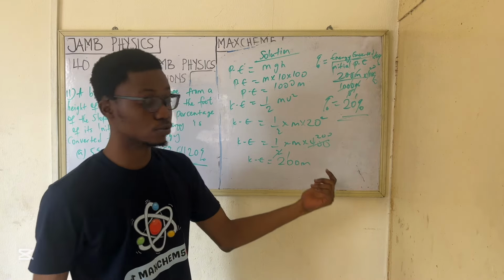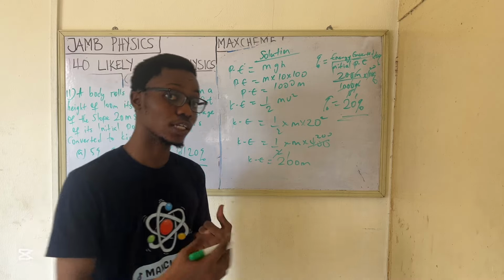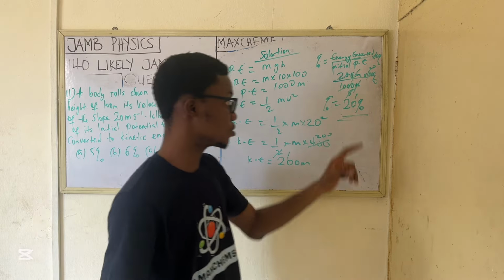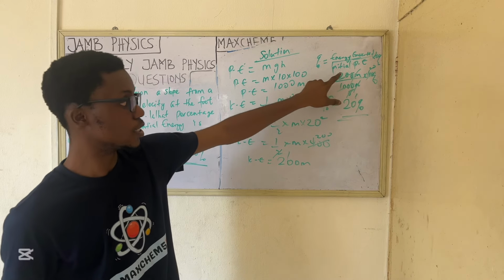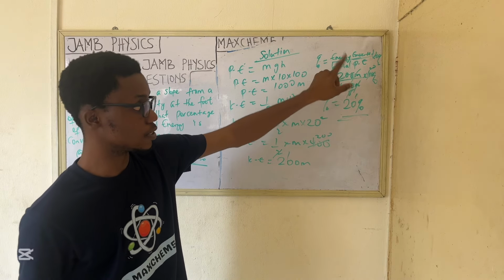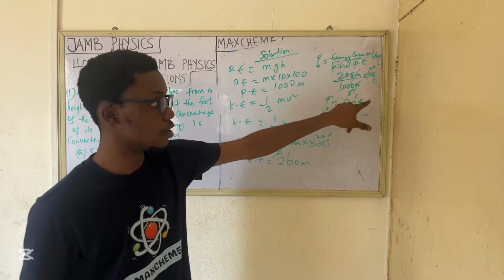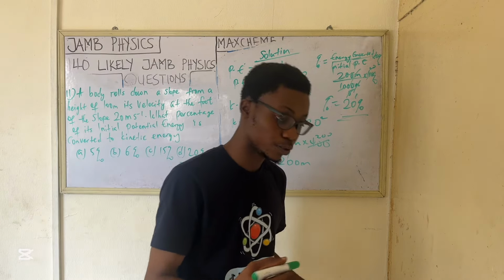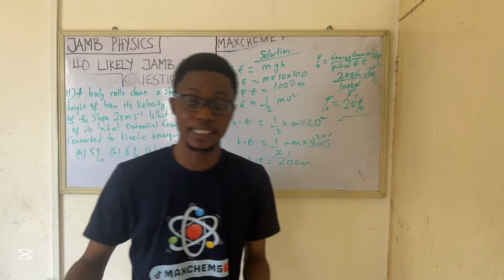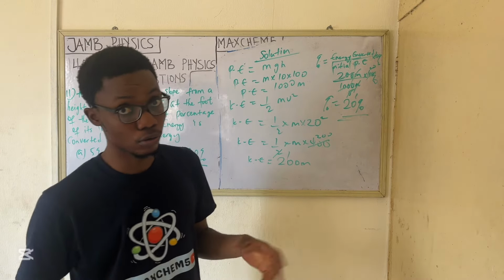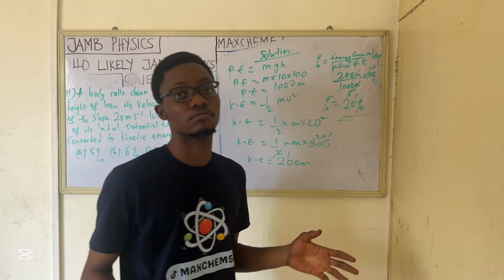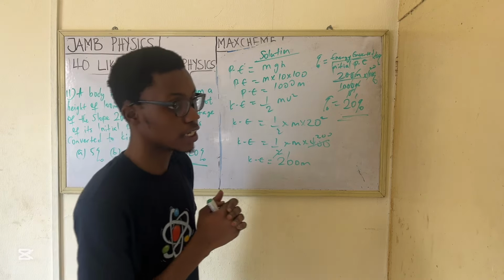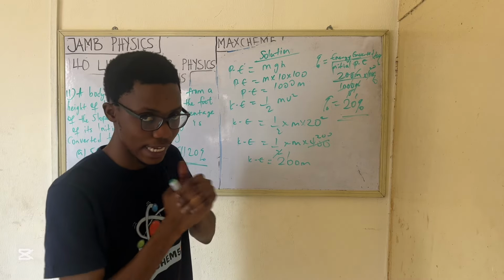So our kinetic energy was 200 m in terms of mass, and our potential energy was 1000 m. So 200 over 1000 times 100%. That's 200 in 1000 is 5. So 100 divided by 5 will give us 20. So we have 20%. That is the percentage of potential energy that was converted towards kinetic energy. That means 80% was lost to the environment.